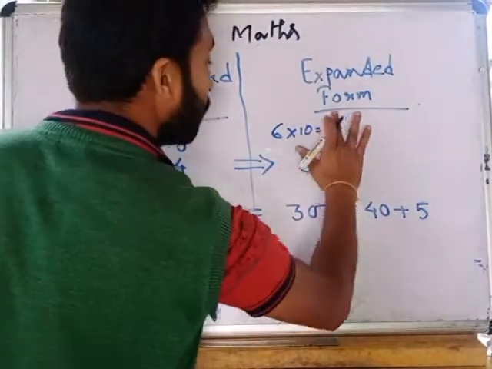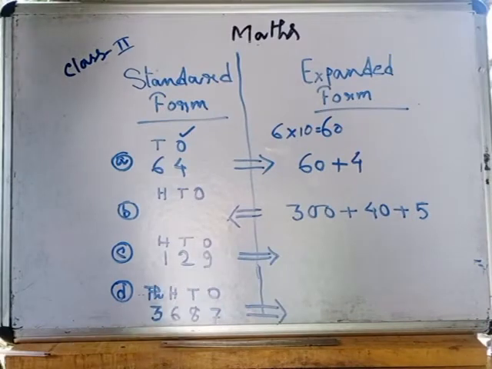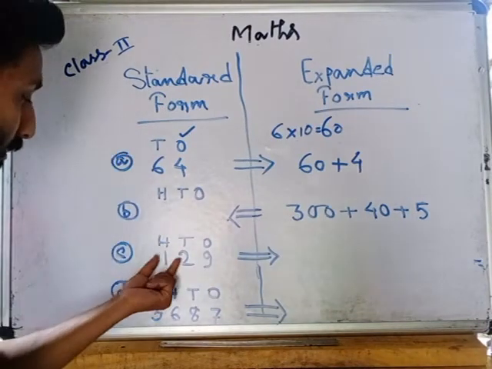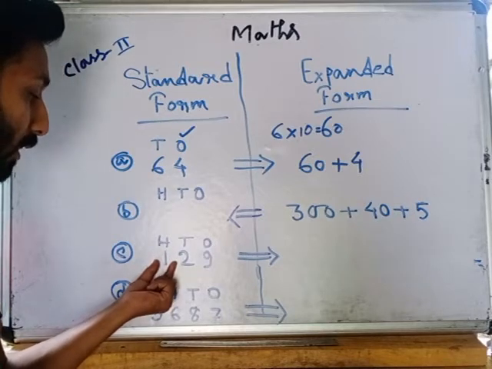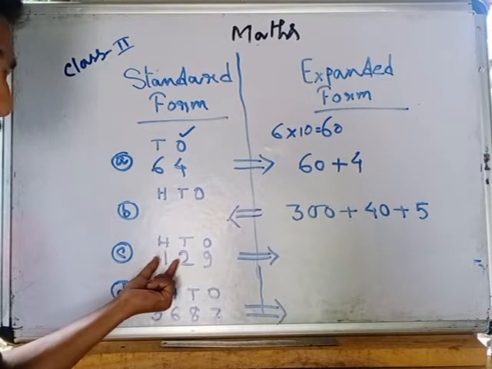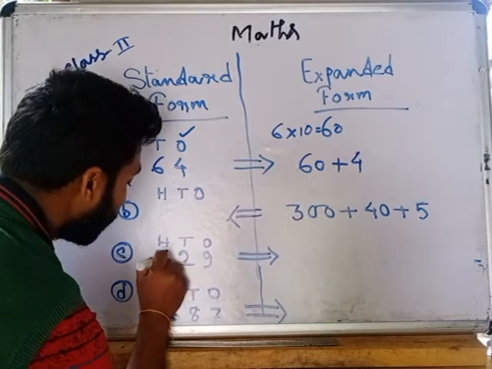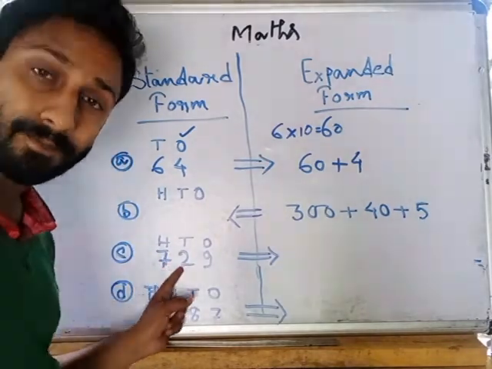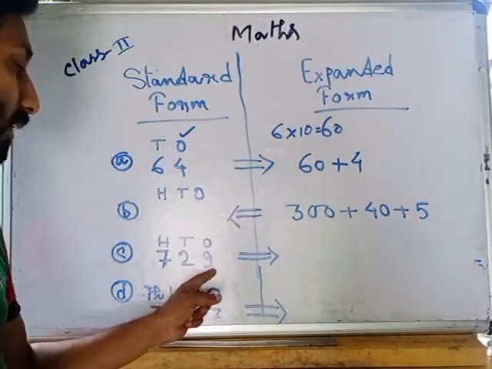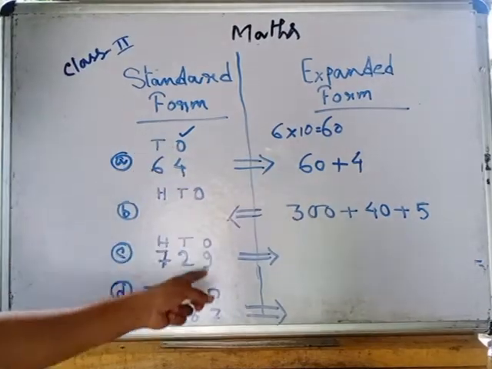Okay, the same things. If any digit sits in the hundreds place, we should write here 100. If it is 1, that is 100. If it is 2, that is 200. If 7 is at the place of 100, it is 700. 2 is at the place of tens, that means 20. 9 is at the place of ones, also 9. All of the ones digits are the same.